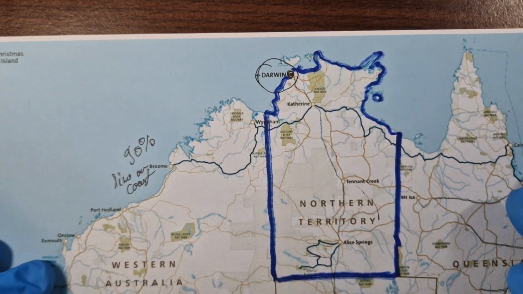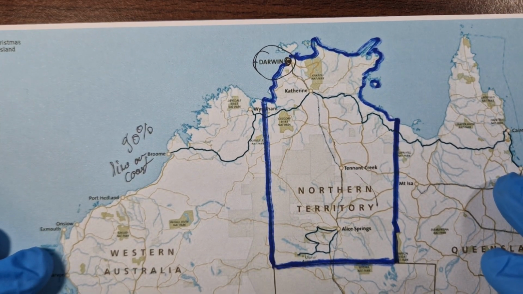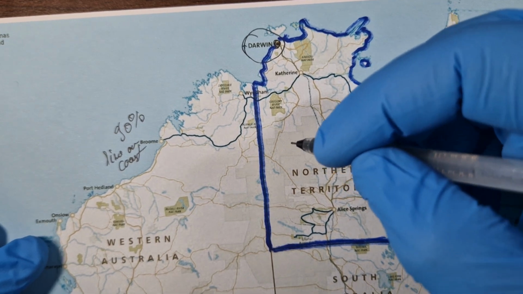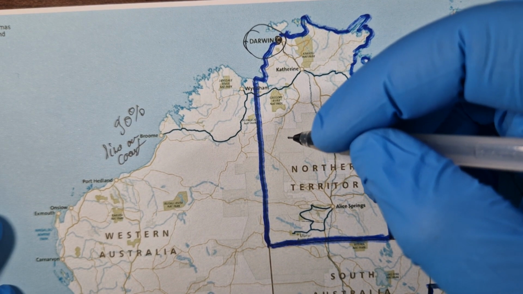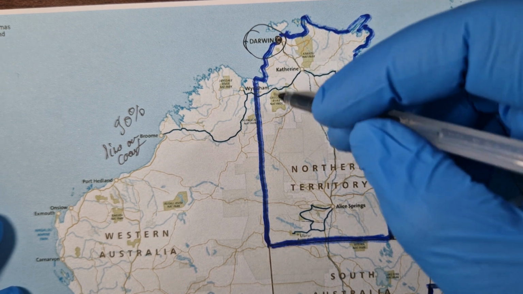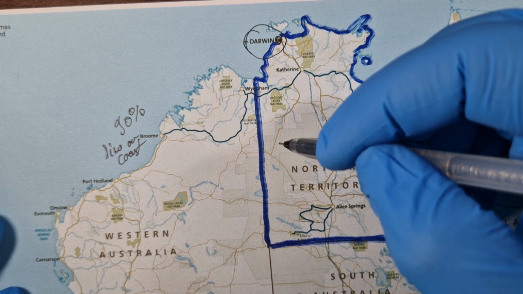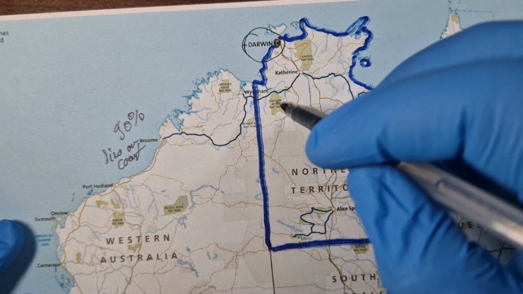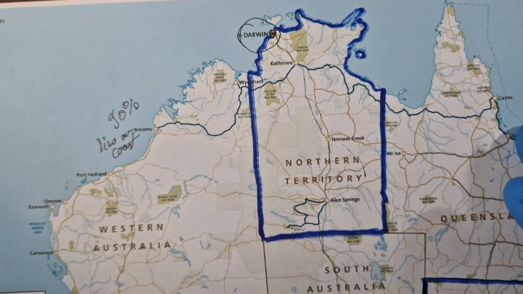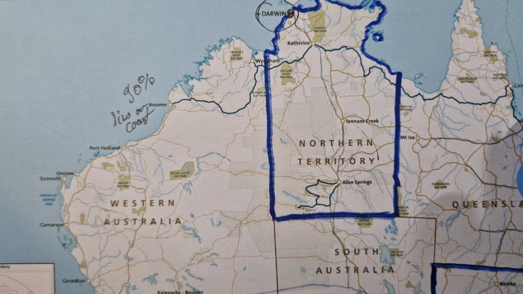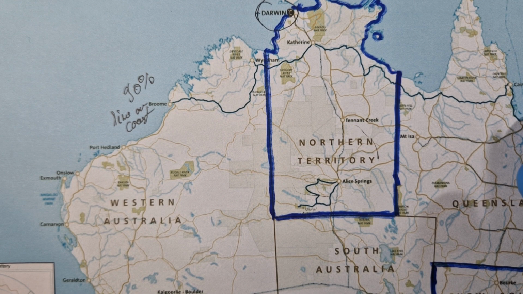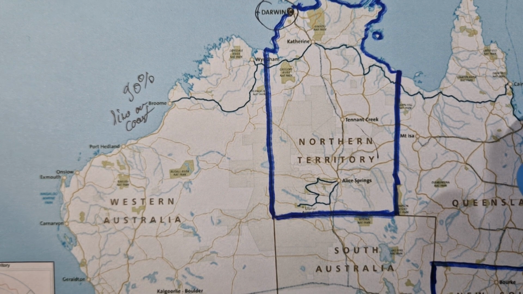Kakadu National Park is a World Heritage listed national park, and it's the biggest national park in Australia. It contains diverse landscapes from rainforests to rock formations, waterfalls, and wetlands.